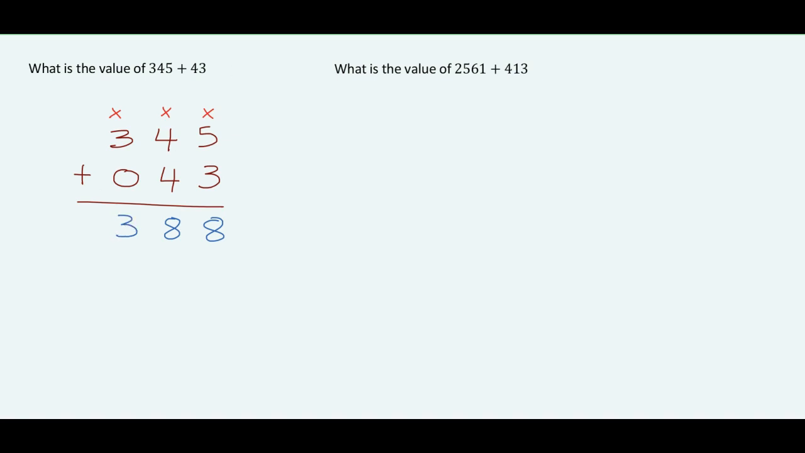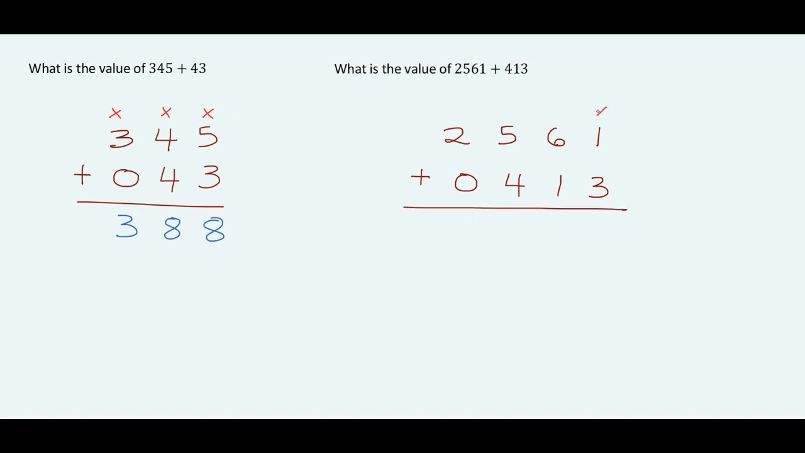Next example, we have 2,561, and then we have 413, so 3 is in the ones position, write it here. 1 is in the tens position, write it here, and then 4 is in the hundreds position. And then there's no number in the thousands position, so I'm going to plug in a 0, and then we can add the numbers together.